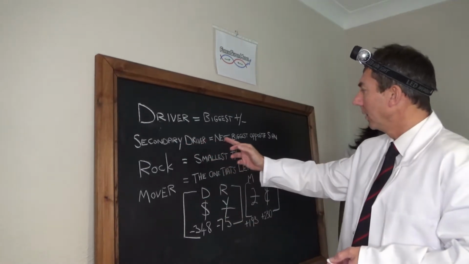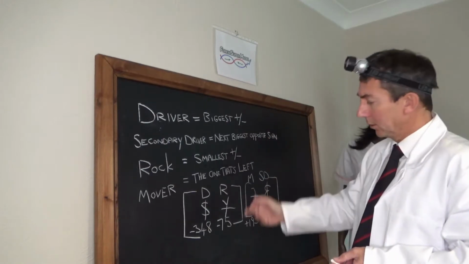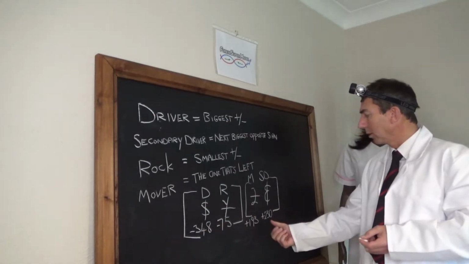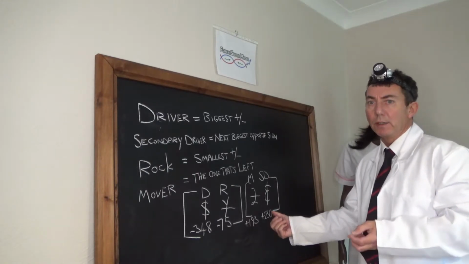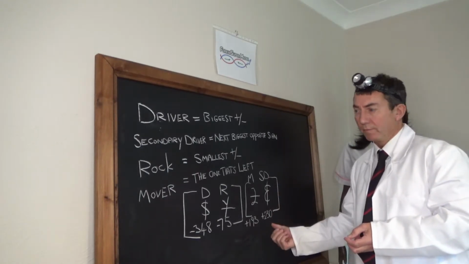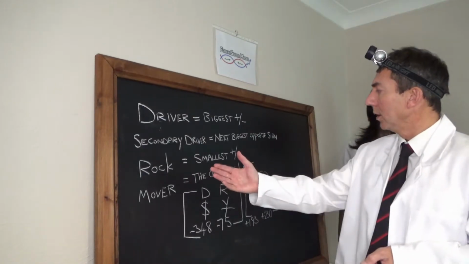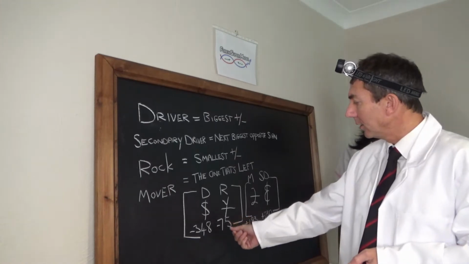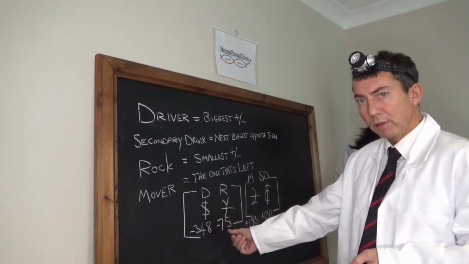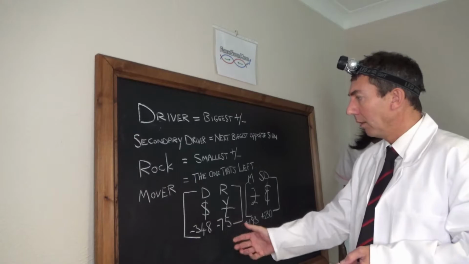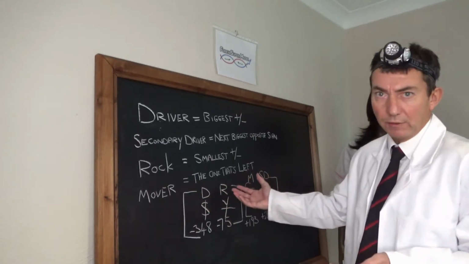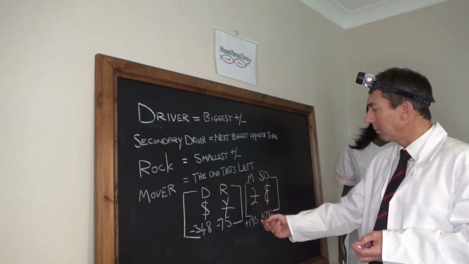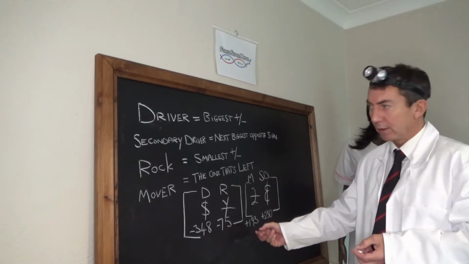The secondary driver is the next biggest opposite sign. So we had a negative driver, so we've got a positive secondary driver. So the euro at +230 is the positive secondary driver. The rock is the smallest positive or negative. In this case, it's the yen -75. And finally, the mover is the one that's left for simplicity. So in this case, the mover is the pound at +193 points.